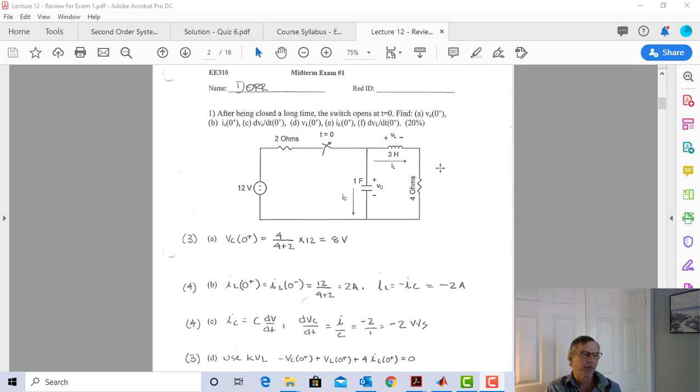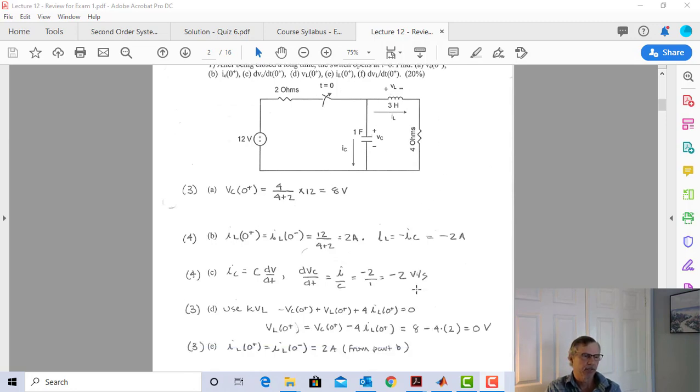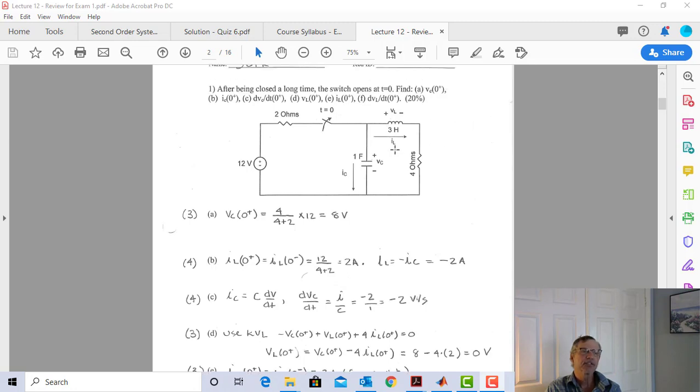So I wrote a formal KVL equation here, and now I'm going to just solve that for V sub L at 0 plus, and I know VC of 0 plus, and I know I sub L at 0 plus, and I get 0 volts. So formally, I got my 0 volts, but let's do it my informal way once again.